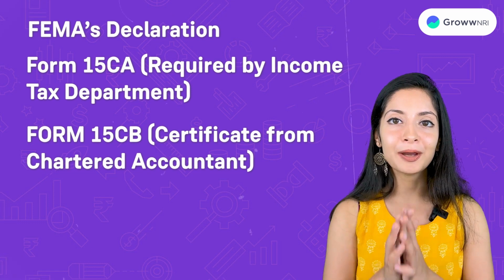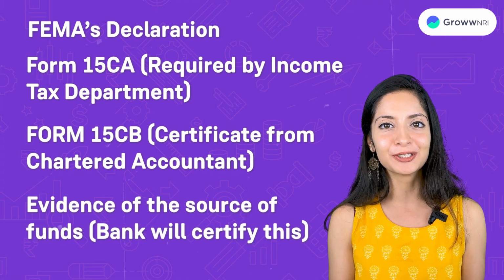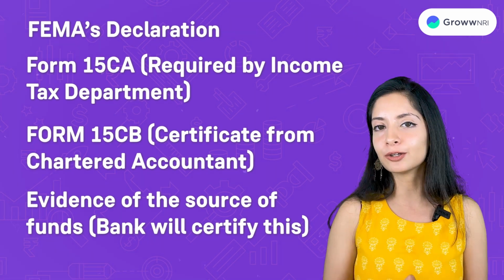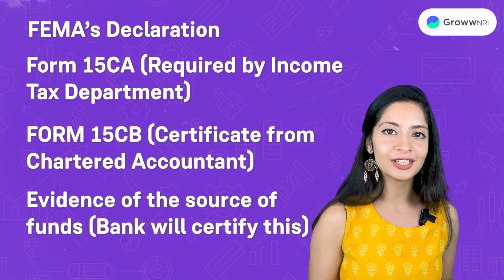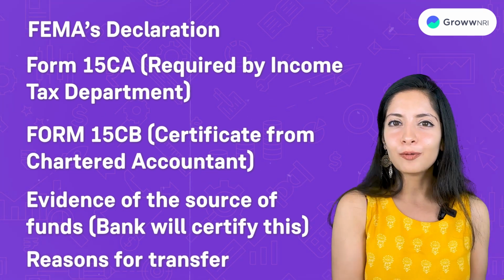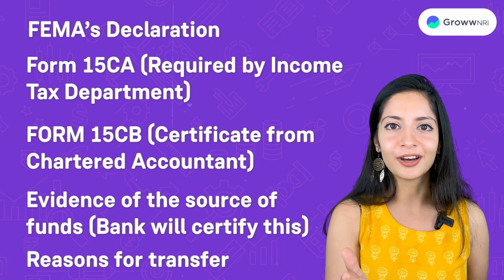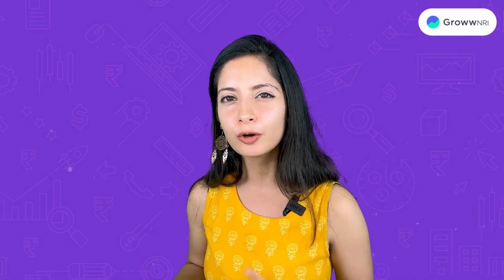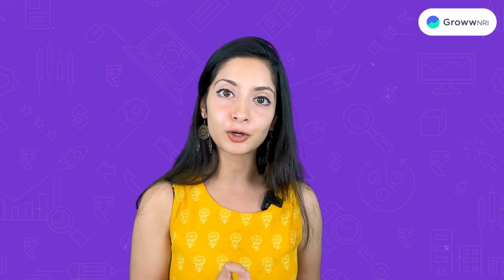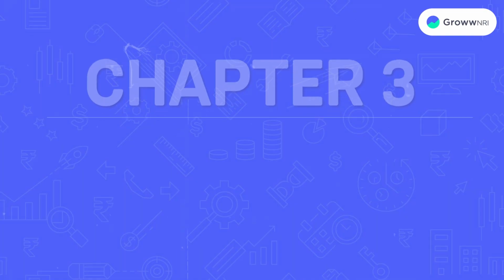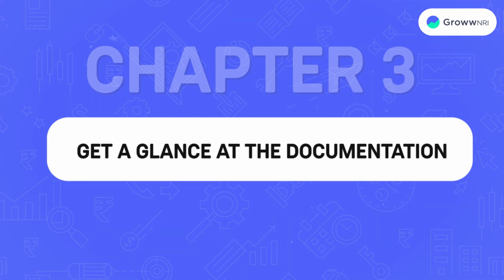This is followed by proof. You'll need evidence of the source of funds you're moving from your NRO to your NRE account. Your bank will certify this. And last but not the least, you'll need to jot down the reasons for making this transfer. It's like a little, why am I doing any of this note for your records? So there you have it, folks. It may seem like you're jumping through a lot of hoops, but these steps ensure that everything's above board, especially when you're moving your money abroad. Get a glance at the documentation.